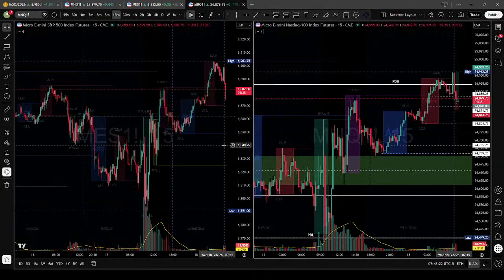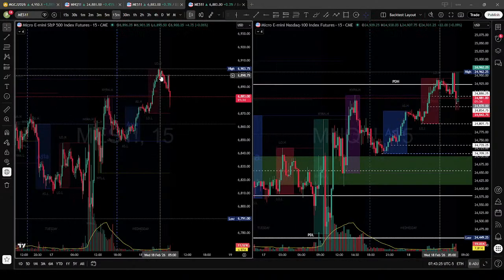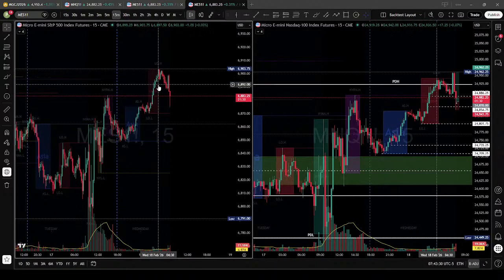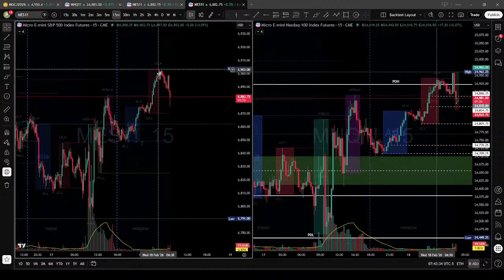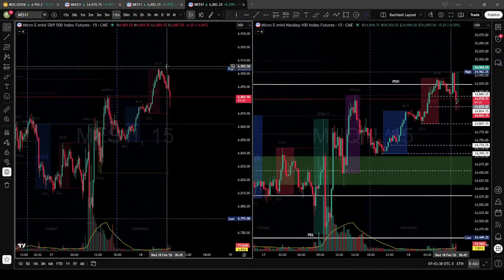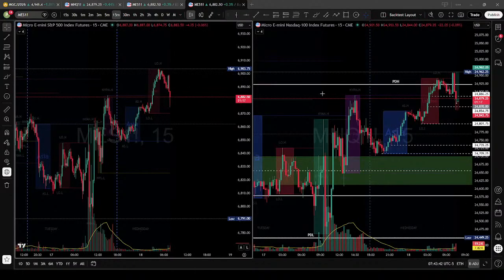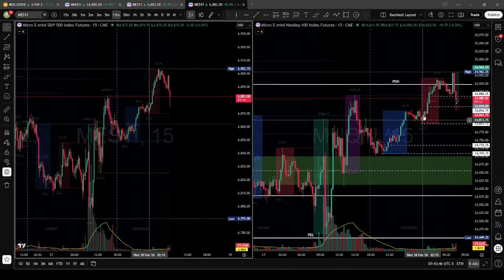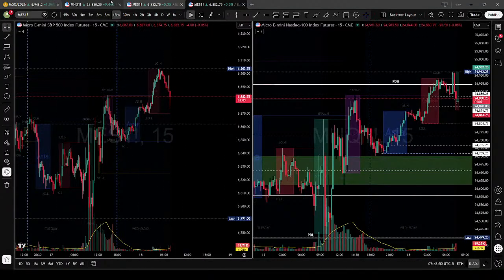Let's see what ES is doing. See the difference in here? This is called, I think, an SMT on different contracts. This one is ES, this one is NQ. London high was not swept on ES, whereas it was swept on NQ. So this becomes a good divergence for us to take the market short or long.